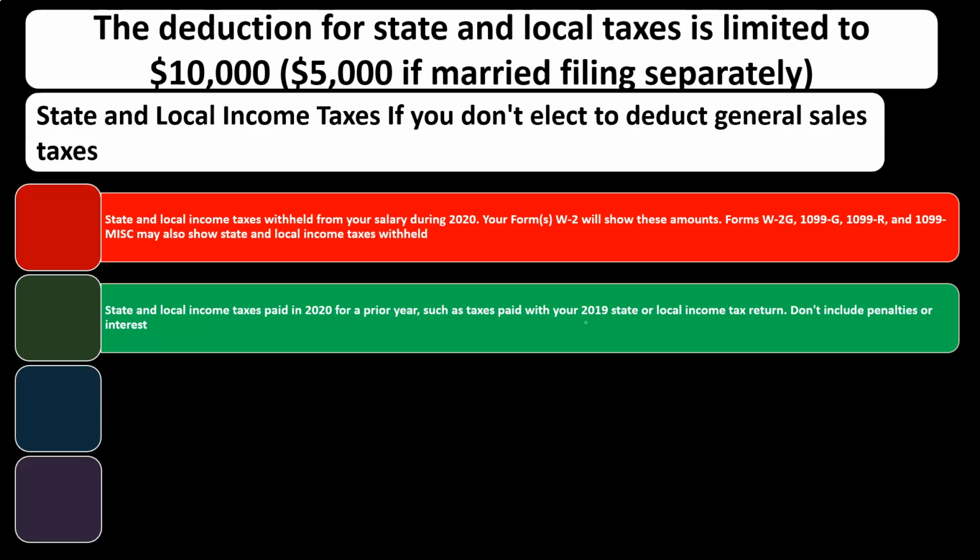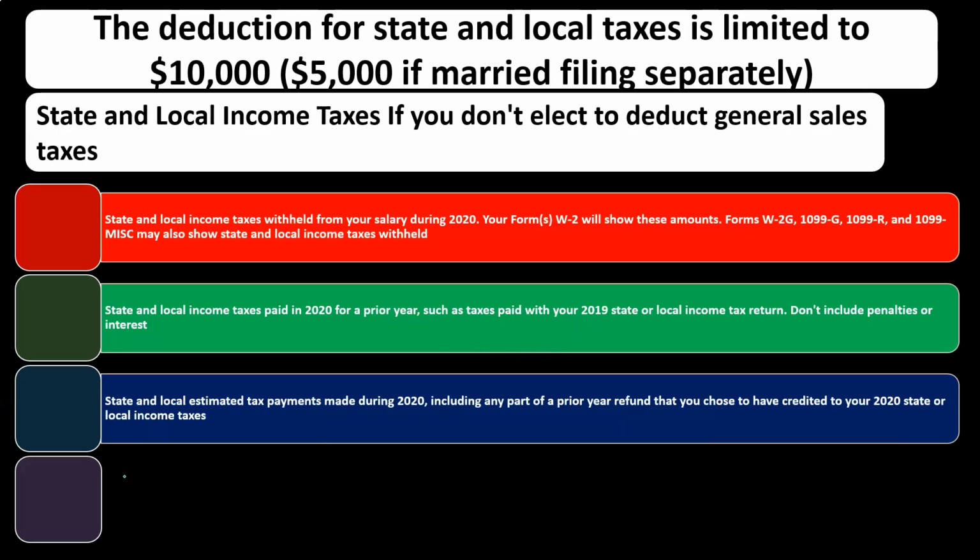If you filed with the tax software last year and you roll it over, then these kinds of rollover things for the state tax payments should basically take care of themselves. But you want to understand the rules. You're in essence on a cash basis method for the taxes. State and local estimated tax payments made during 2020 include any part of a prior year refund that you chose to have credited to your 2020 state or local income taxes.